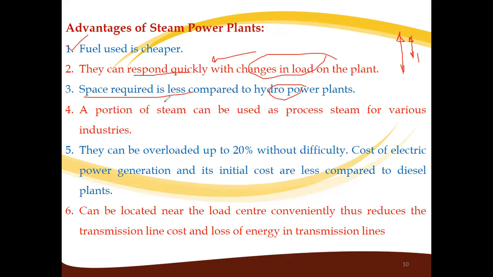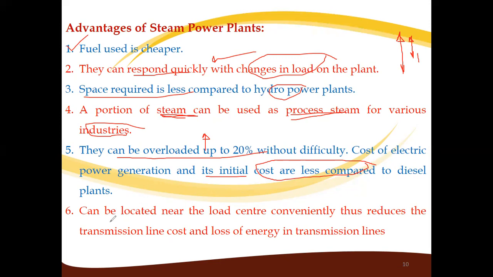Another is that a portion of steam which is released from the steam turbine can be used as process steam for various process industries. Now they can be overloaded up to 20% without any difficulties. So we can increase the overload on this thermal power plant. Then the cost of electric generation and its initial cost is less as compared to a diesel power plant, or we can say other gas power plants.